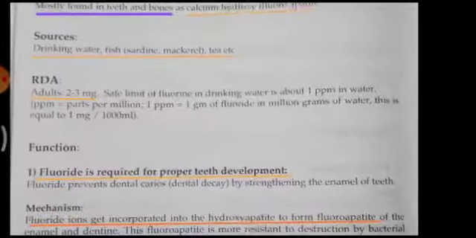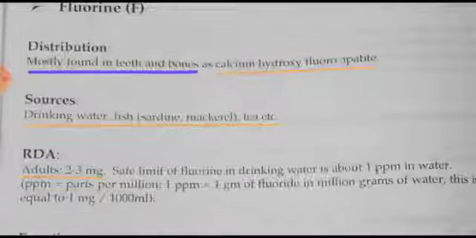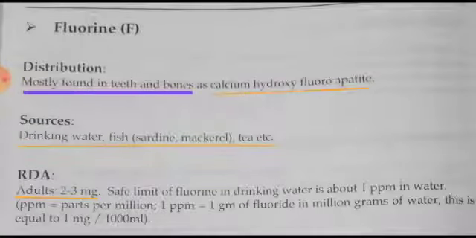Coming to the first compound, that is fluorine. Fluorine, which is designated by the letter F, is widely distributed in teeth and bones as calcium hydroxyfluoroapatite, and it is present in sources like drinking water, fish, tea, etc. Fluorine carries a negative charge and hence is written as F minus.